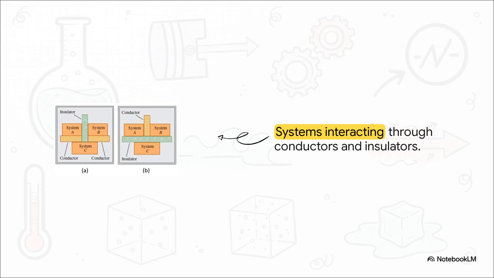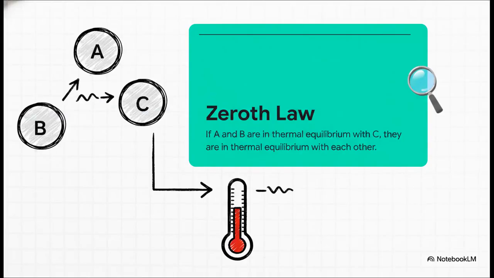Now, for the second scenario, we test them against each other by separating C with an insulator and connecting A and B with a conductor. So what happens? Well, absolutely nothing happens. And honestly, that is exactly the point. This gives us the Zeroth Law of Thermodynamics. It simply states that if system C is initially in thermal equilibrium with both A and B, well then A and B are also absolutely in thermal equilibrium with each other.